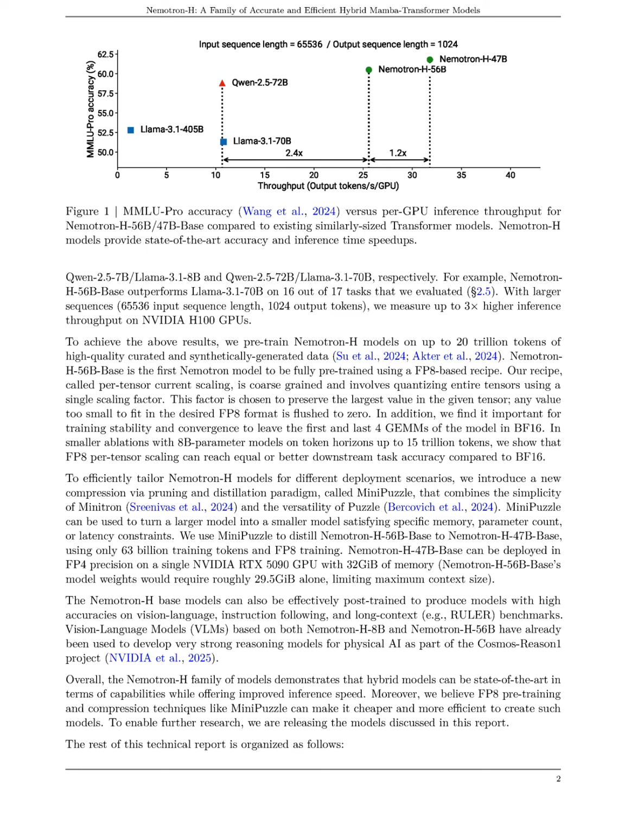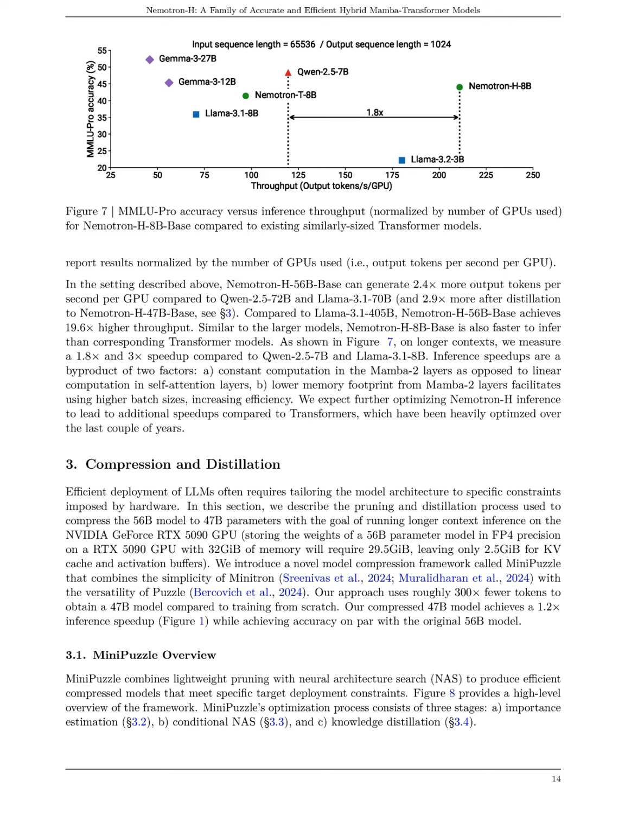This design results in up to 3 times higher inference throughput on NVIDIA H100 GPUs when generating longer sequences, such as 65,536 input tokens and 1024 output tokens. Additionally, the reduced number of self-attention layers in Nemotron-H models leads to a lower memory footprint, allowing for larger batch sizes during inference, which further enhances efficiency.